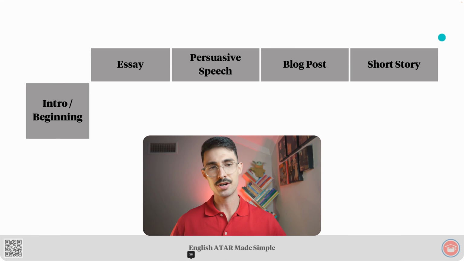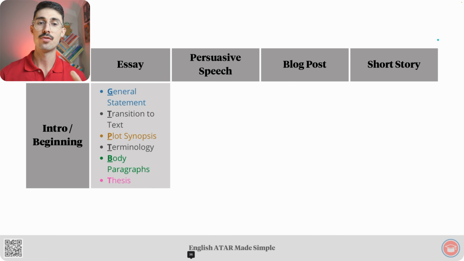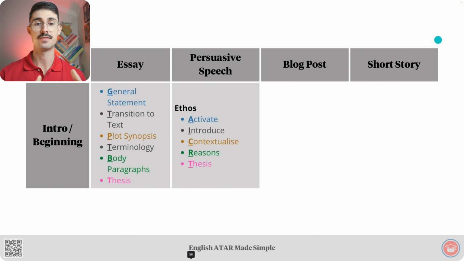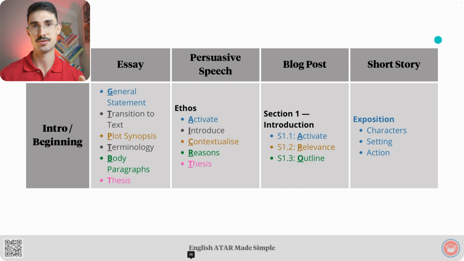The next component is the introduction or beginning. Here are the elements of an introduction for an essay, the elements of the introduction for a persuasive speech, a blog post, and a short story. I've tried to color code the elements across these various text types so there is an underlying theme. For instance, the reasons element in the introduction for a persuasive speech is very similar to the body paragraphs element of an intro for an essay. That's why they're both green.